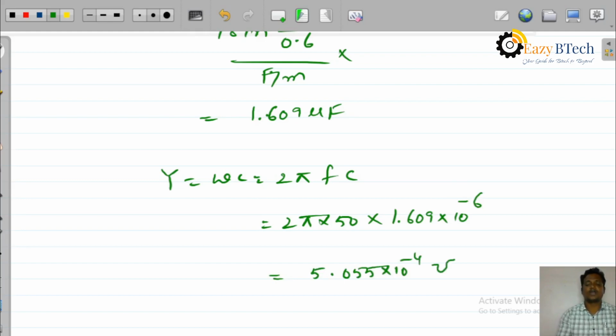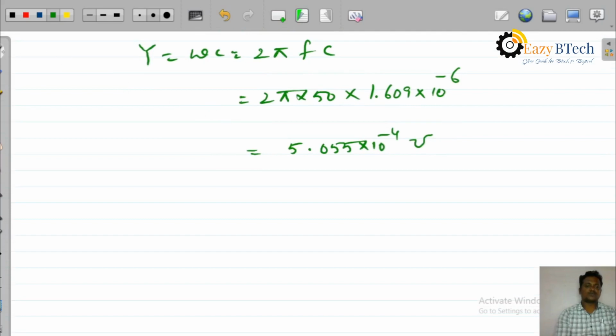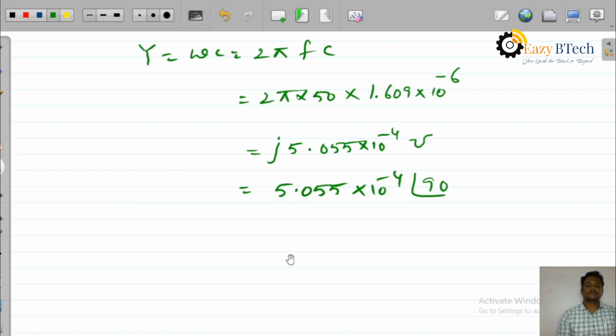Okay, now I have calculated the impedance and the admittance. In polar form, the admittance is 5.055 into 10 power minus 4 at an angle 90. Since it is j, we can write 1 at an angle 90.